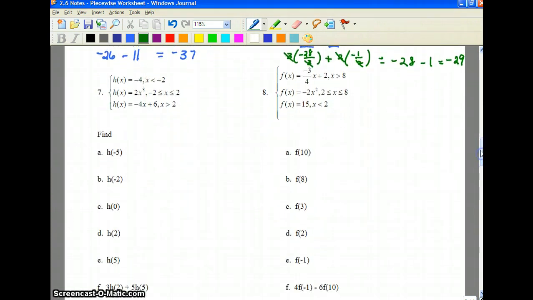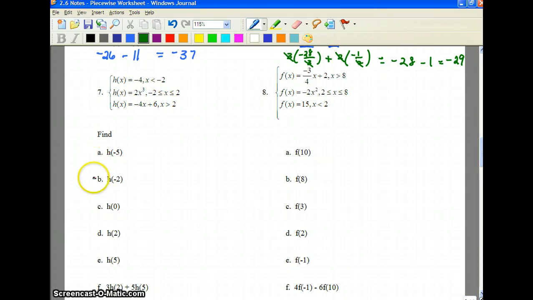All right. Piecewise functions can have more than 2 pieces. So these two have 3 pieces. Numbers smaller than negative 2 go in here. Numbers between negative 2 and positive 2 go in this second one. And bigger than 2 goes in the third one.